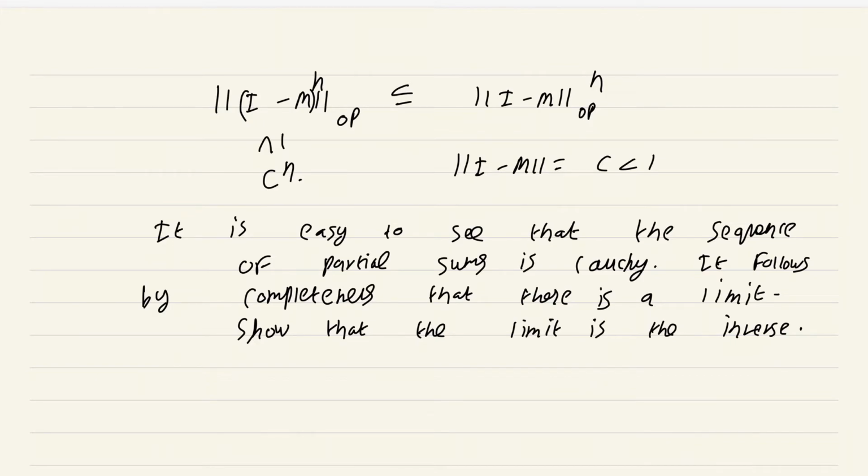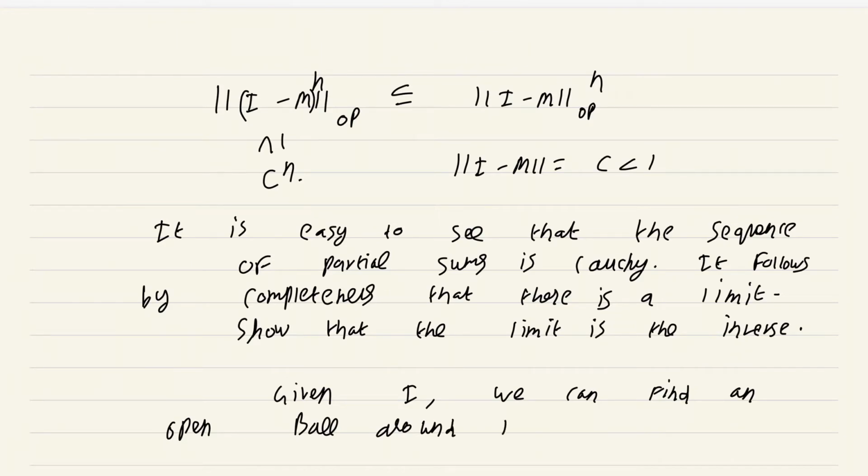Okay, so what is our conclusion? Well, our conclusion is, given I, we can find an open ball around I comprising invertible matrices.